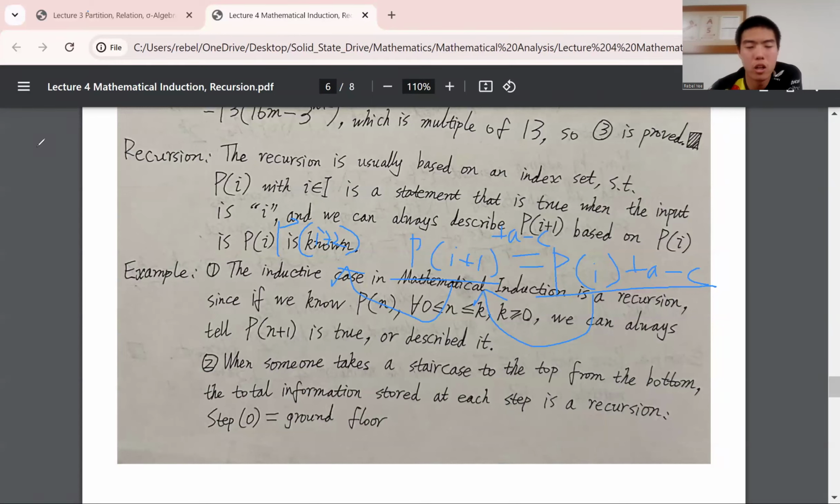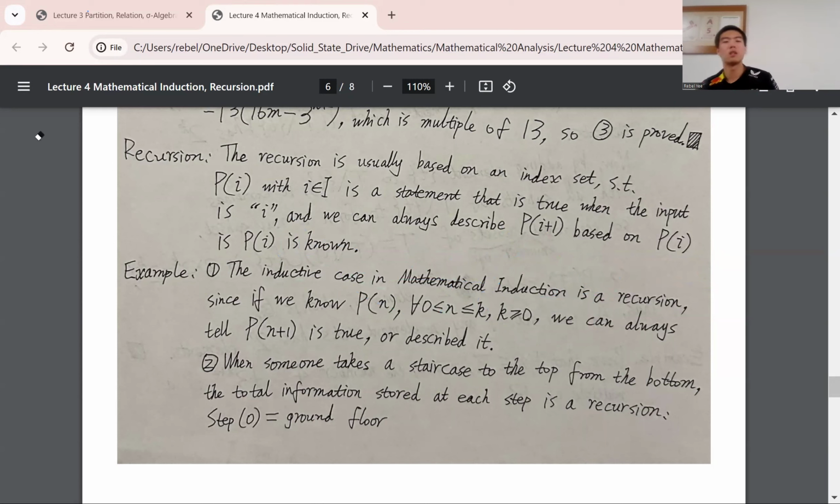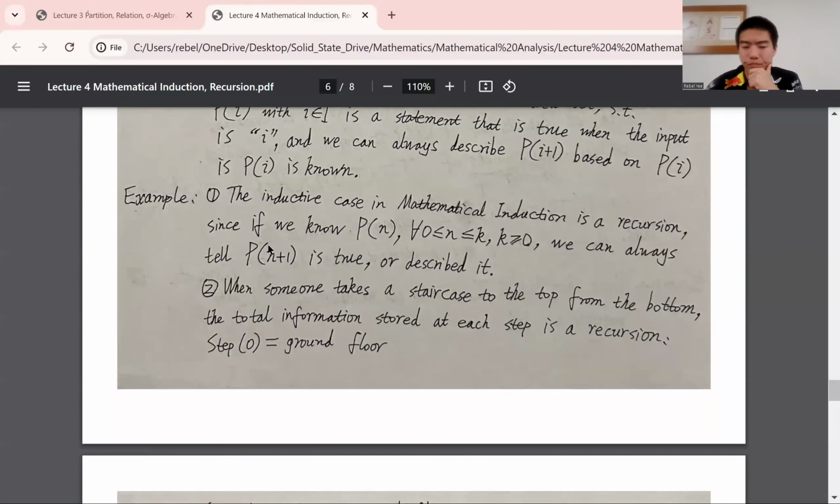And this is what we call recursion. It's like first defining some fixed terms like P1, P2, and we can use P1, P2 to find P3, P4, P5, and so on to P infinity. So recursion is a kind of implicit process in mathematical cases. The inductive case in mathematical induction is a recursion, absolutely, because we suppose the statement is true for all n between 0 and k, which means all the smaller terms are true, and then k plus 1 is true. Maybe here it's k instead of n, but n also makes sense. And then we can describe it.